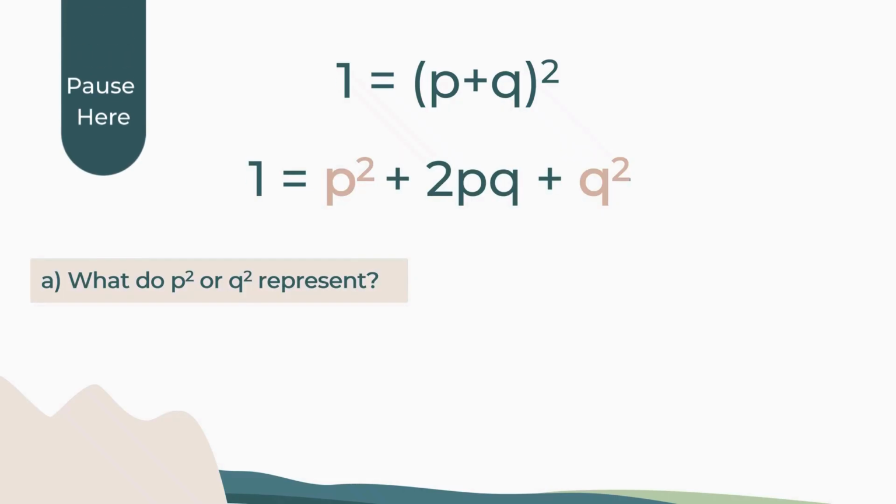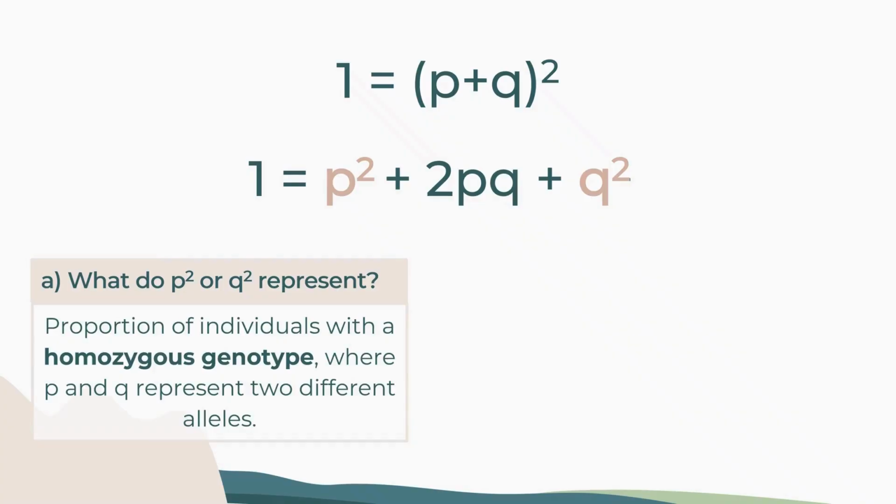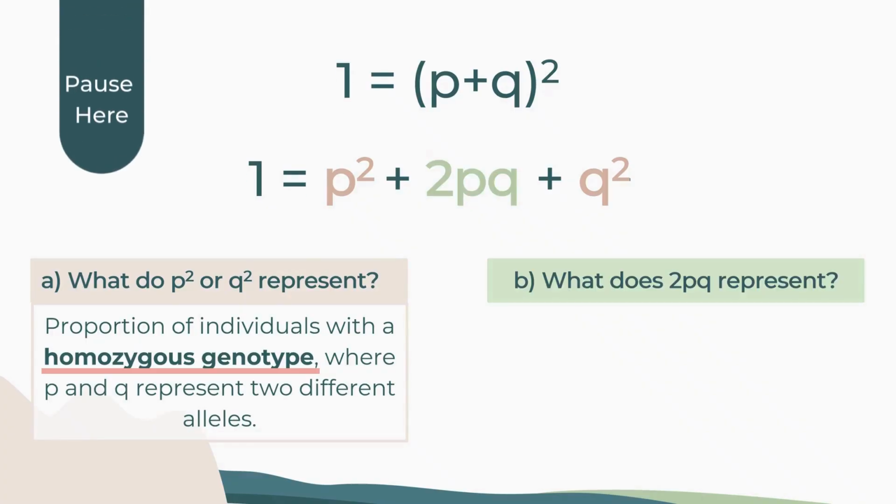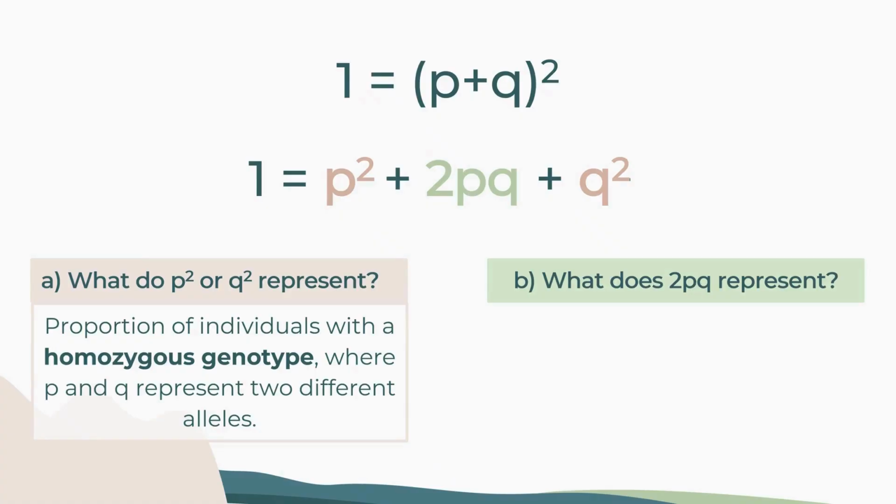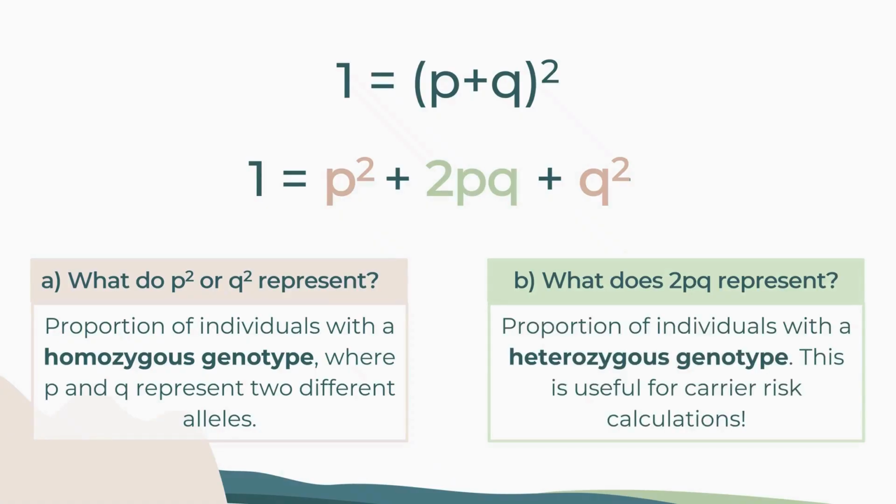Knowledge check. What do each of these squared variables mean? p squared and q squared refer to the proportion of individuals with a homozygous genotype. How about the 2pq notation? 2pq refers to the proportion of individuals with a heterozygous genotype, and that'll be important to remember when we get back to calculating the carrier risk.